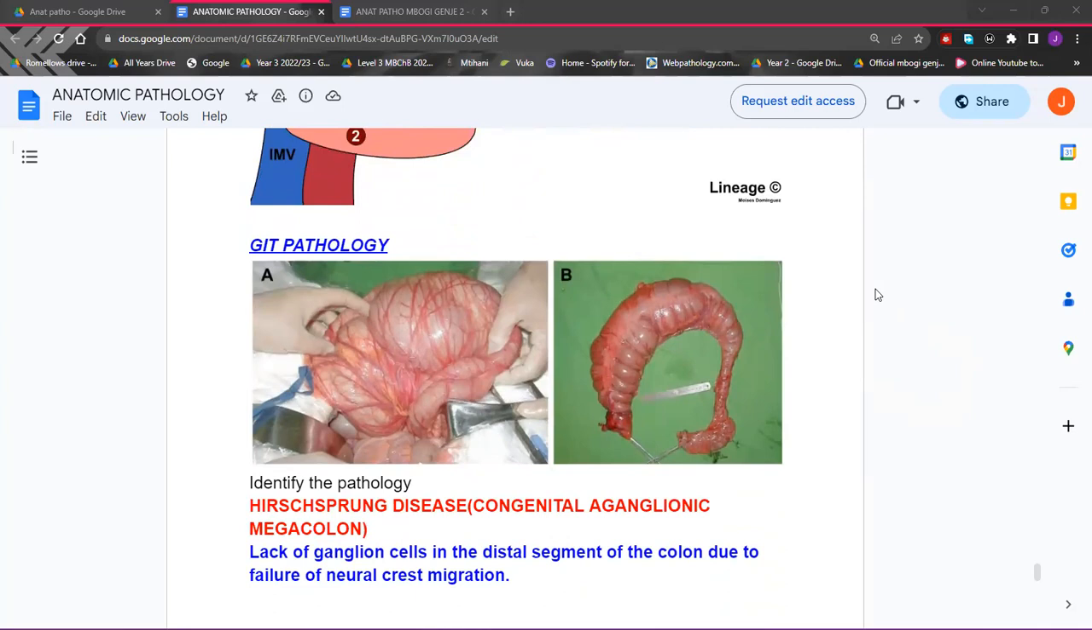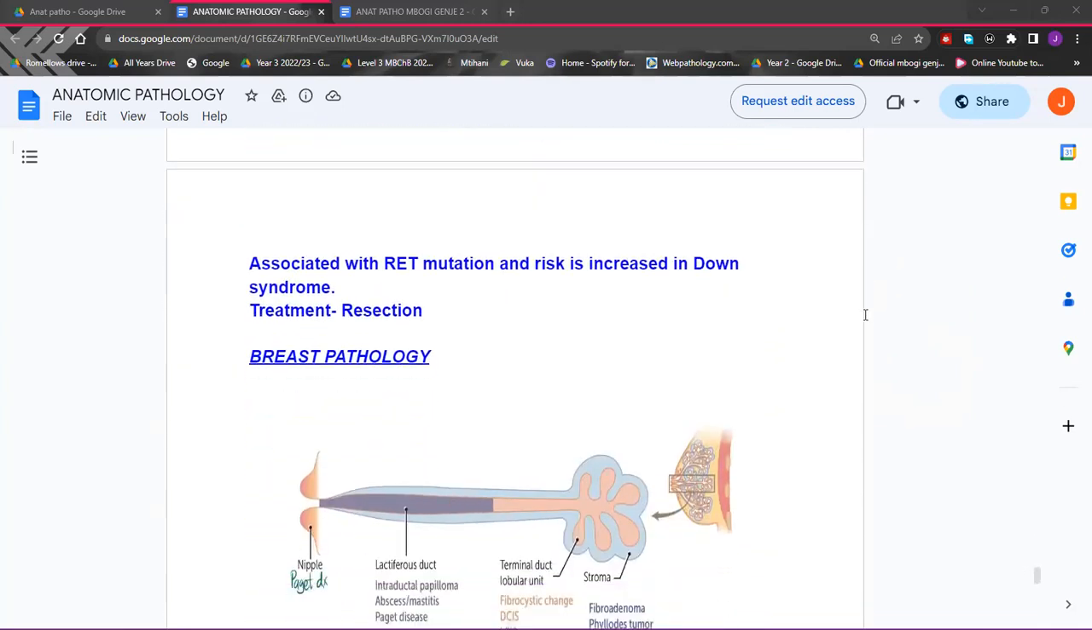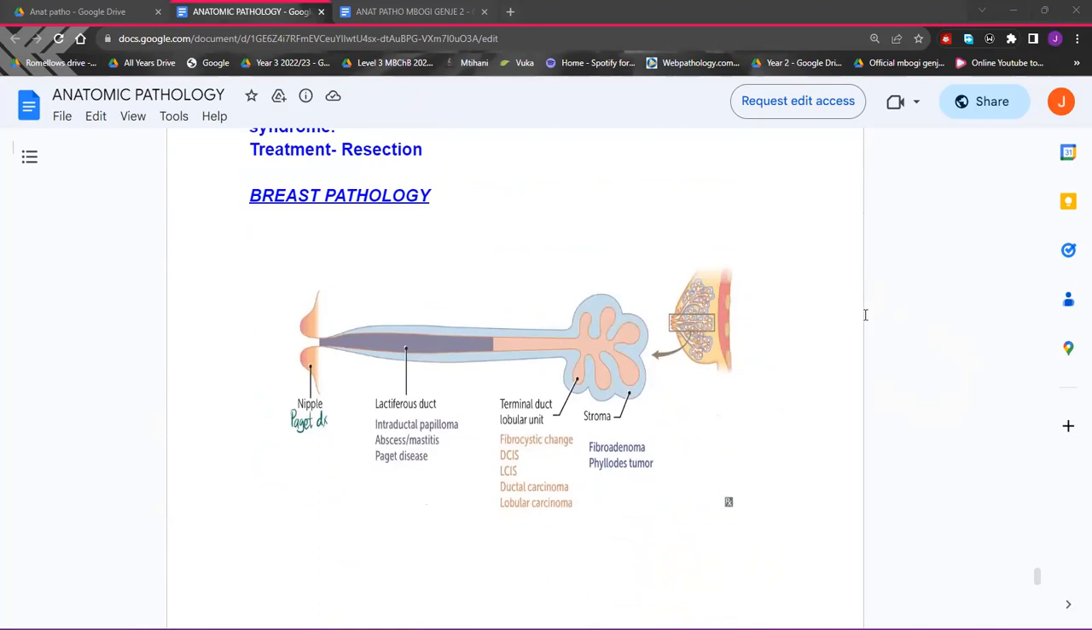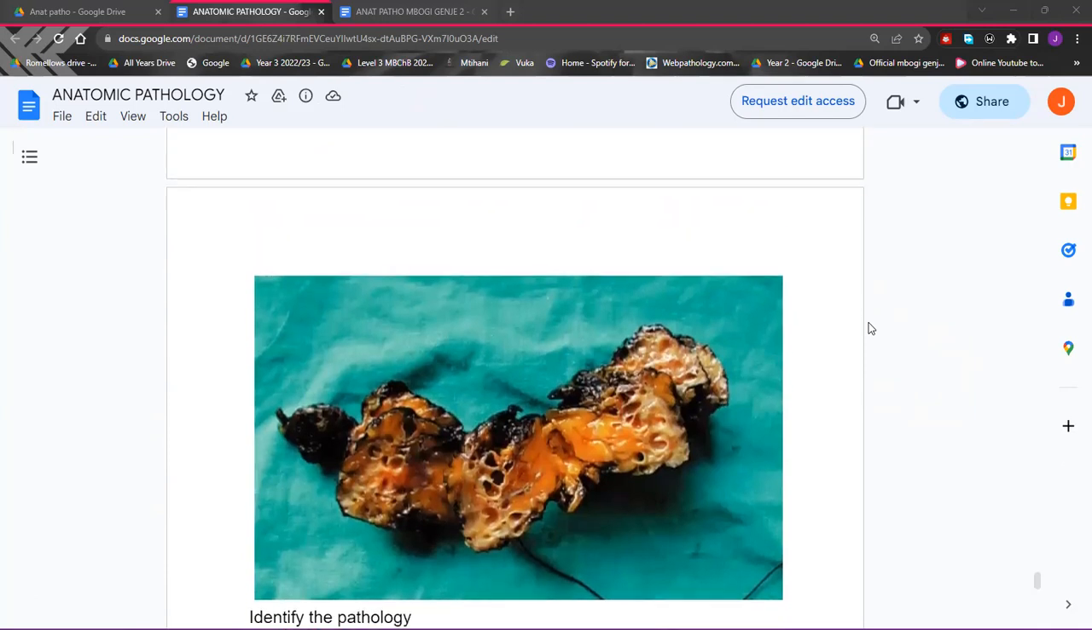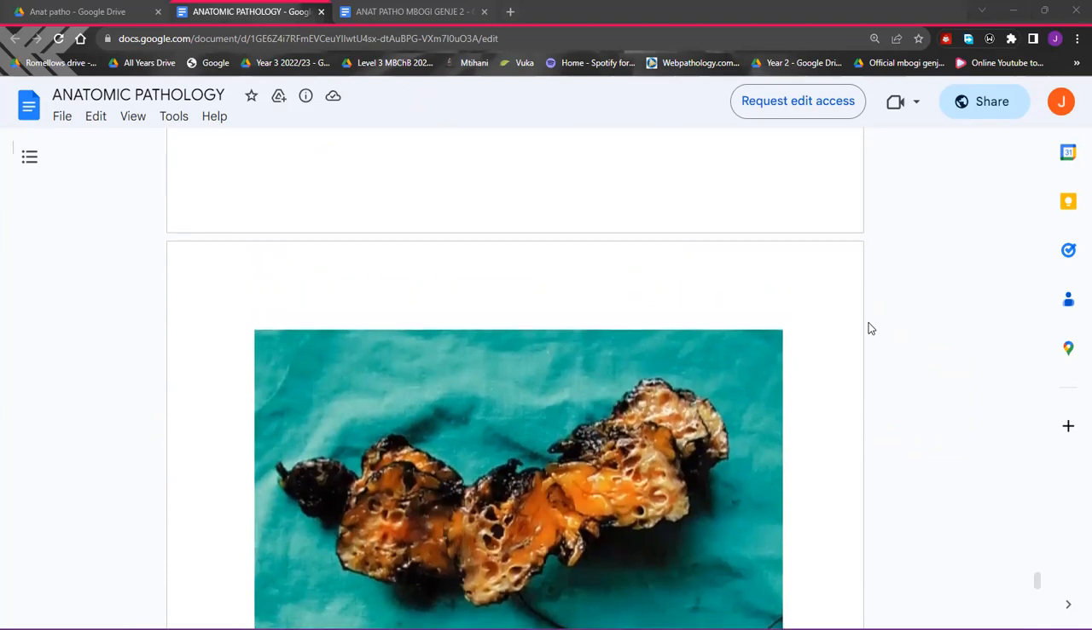Okay, we move to the next image. So basically here we're trying to show breast pathologies at one go. You can have a look at that. We have Paget's disease, these fibrocystic diseases and all that. Maybe we can move to the next. Okay. So here I think you also have a pathology. Maybe we can describe the gross morphology of this. We're about to finish.